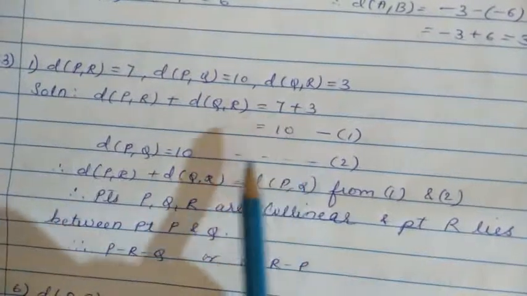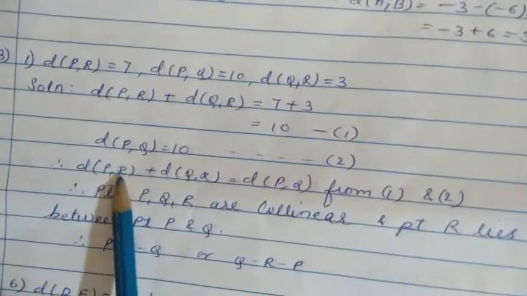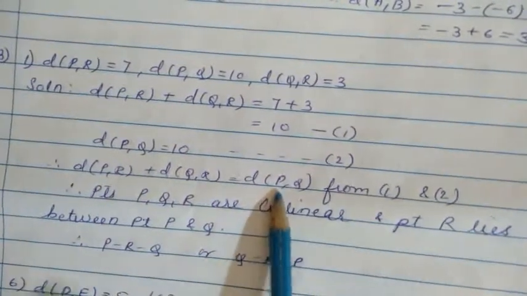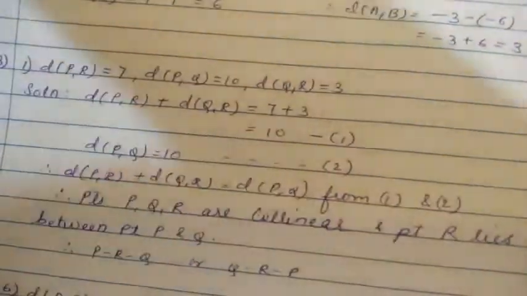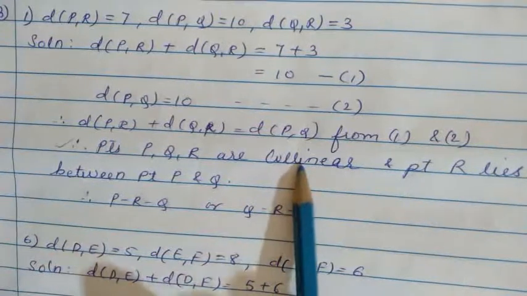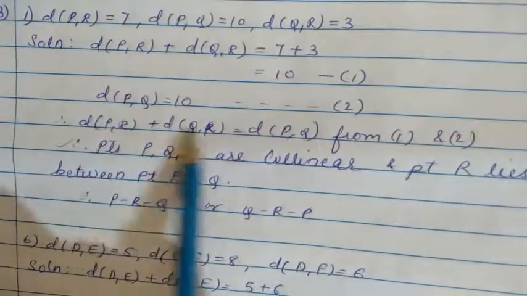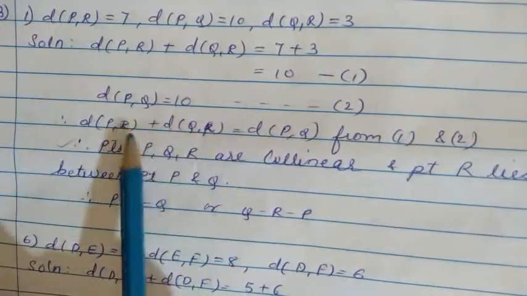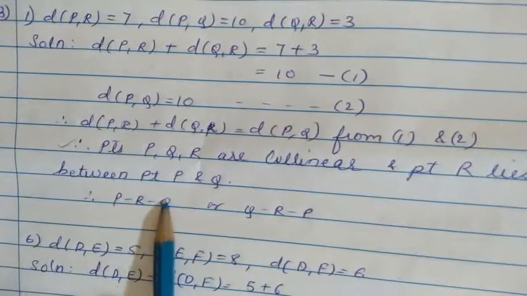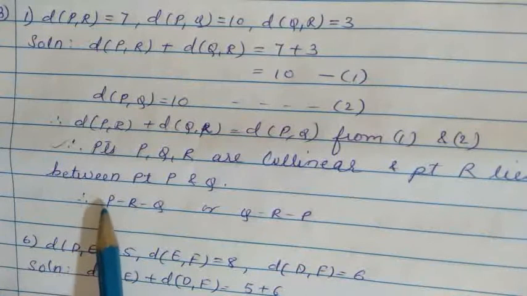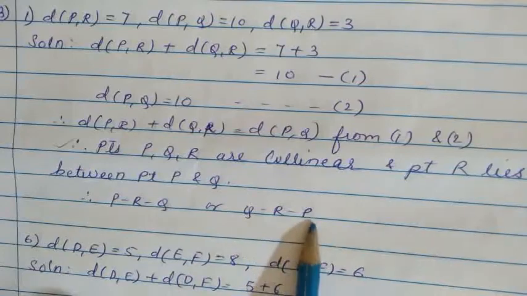So we have the right hand sides equal, which means that the left hand sides are equal. So distance PR plus distance QR is equal to distance PQ from 1 and 2. Now we know that the 3 points are collinear and that point R lies between point P and Q. Now we can identify from this equation here that point R is common here. So that means point R lies between point P and Q. So therefore, point R lies between P and Q can be written as P dash R dash Q, or you can also write it as Q dash R dash P.